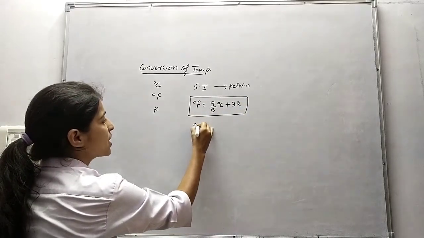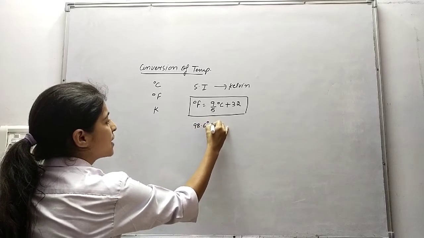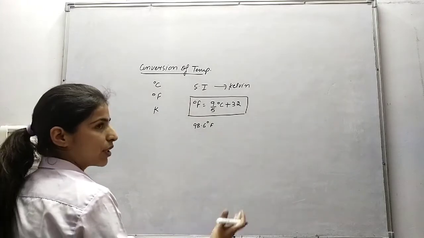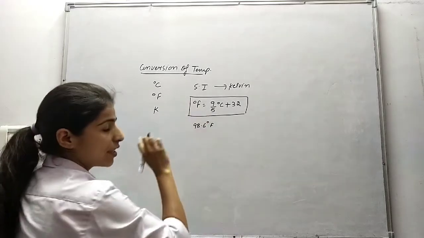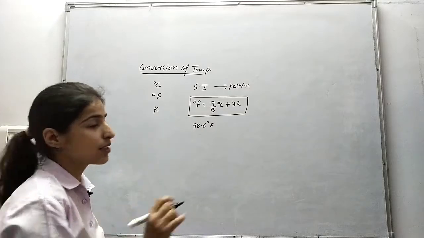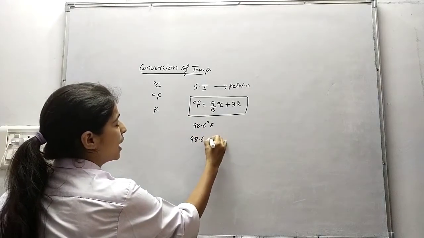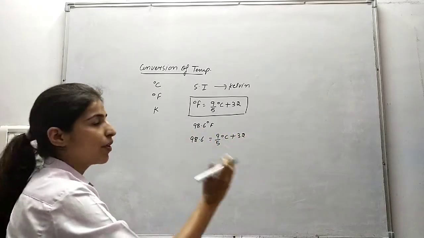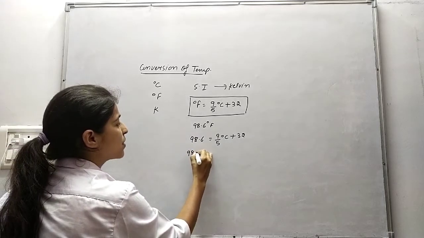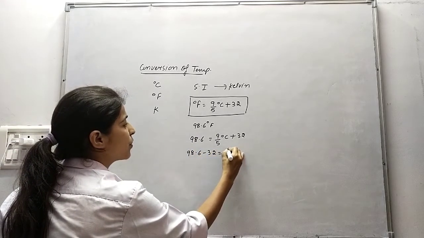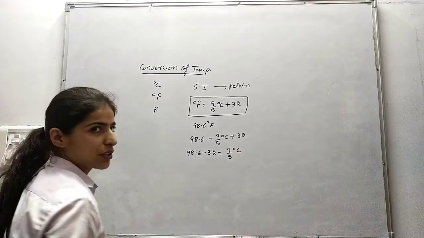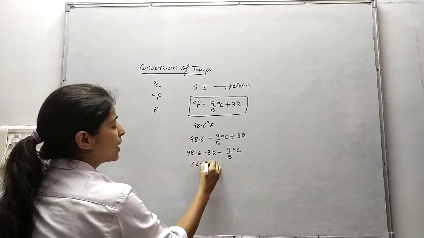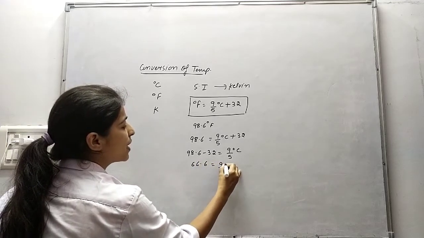Like our body temperature is 98.6 degree Fahrenheit in standard. Now we want to convert into degree Celsius. How can we convert? The value of degree Fahrenheit given to us is 98.6, equal to 9 by 5 degree Celsius plus 32. Here it is a plus; when it goes to the other side, it becomes minus 32, which is equal to 9 by 5 degree Celsius. On subtracting, it will become 66.6, which is equal to 9 by 5 degree Celsius.